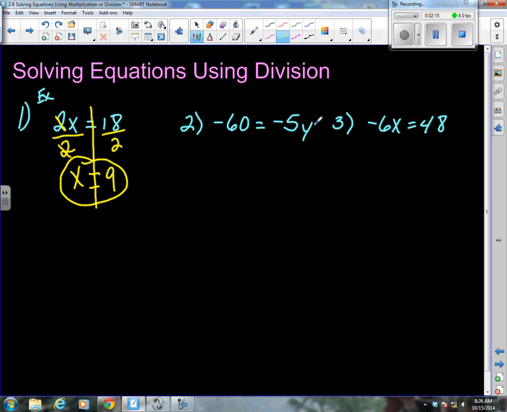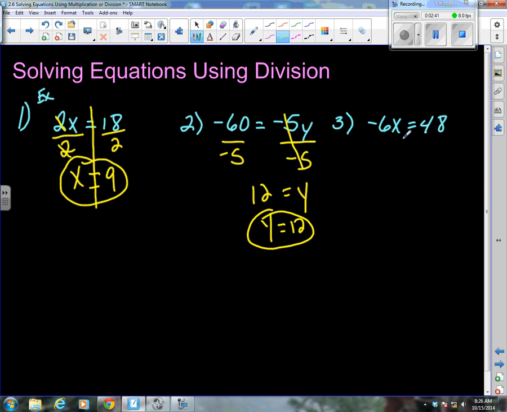Let's look at this one. This is negative 5 times y. The opposite of multiplying by negative 5 would be dividing by negative 5. If I do the same thing on both sides, this becomes 1. So it's 1y, which is what we want. Y equals, and I got negative 60 divided by negative 5. That is a positive 12. I like to write it with the variable on the left-hand side. So that's the way I do that.